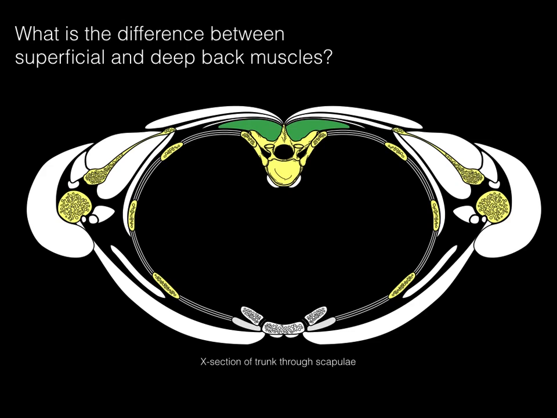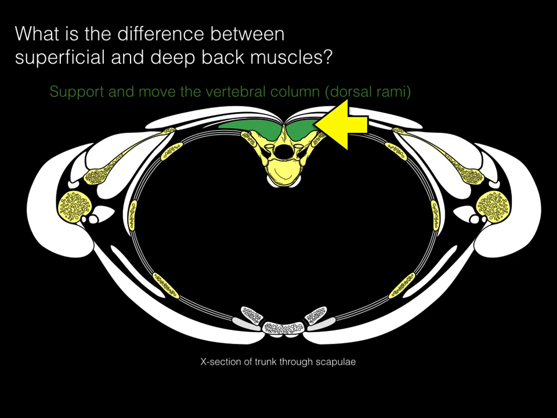Then deeper are the true back muscles. These are the muscles derived from the epimere portion of the myotome, and they're true back muscles because they actually support and move the vertebral column. That's their primary purpose, and they're innervated by dorsal rami. So our focus is going to be on the deep back muscles.